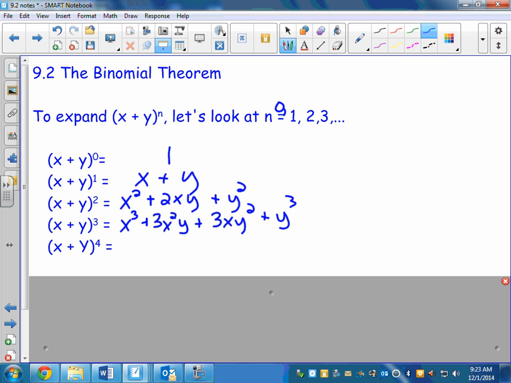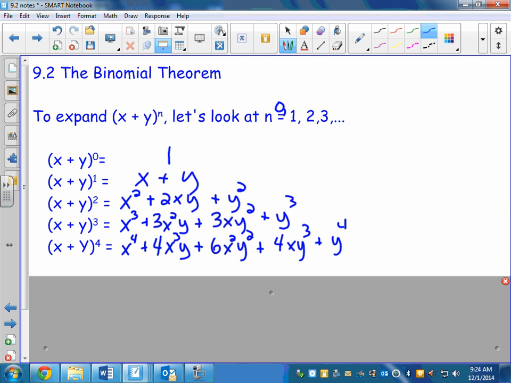And if you did x plus y to the 4th power, that would be x plus y 4 times, or taking this whole thing times x plus y again and distributing and combining like terms. You would get x to the 4th plus 4x cubed y plus 6x squared y squared plus 4xy cubed plus y to the 4th. We're going to do something like the 10th power. Isn't that exciting?